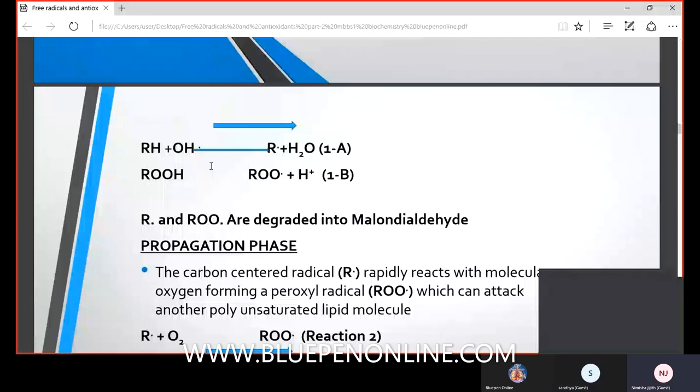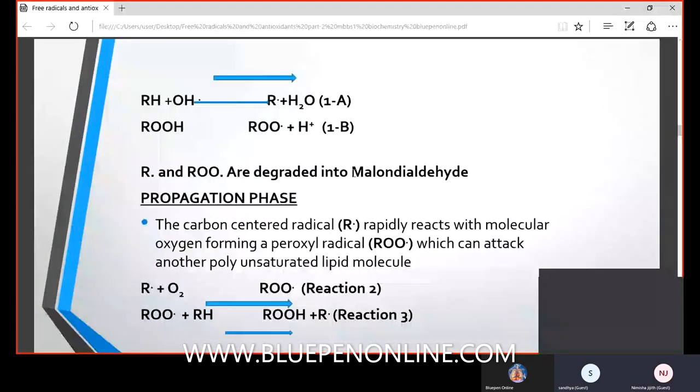Polyunsaturated fatty acid with hydroxyl radical is converted to carbon-centered free radical R dot plus water. We already explained, there is a chance for the production of carbon-centered radical or lipid peroxide radical, ROO dot, which is known as lipid peroxide radical. From this reaction, RH plus OH dot creates carbon-centered free radicals plus water, and there is also a chance for the production of peroxide radical. And these two radicals, R dot and ROO dot, are degraded into one particular form. The name is very important, malondialdehyde.